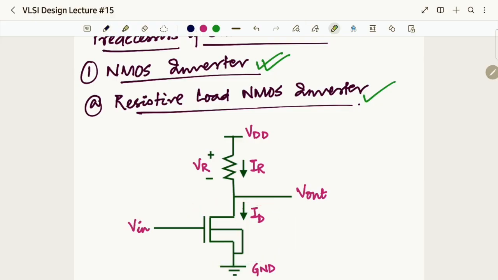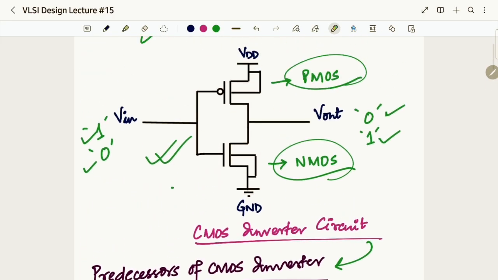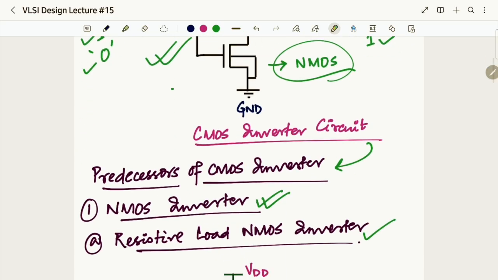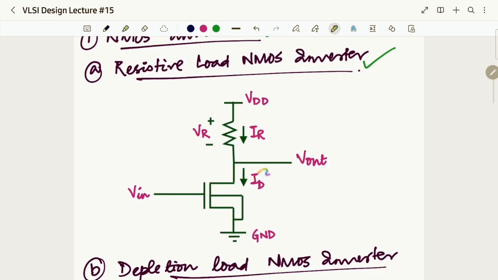We can see an NMOS at the bottom. This is our NMOS, because our PMOS symbol has a bubble at the gate terminal, and in NMOS we have no such bubble there. That is how we differentiate between a PMOS and an NMOS while reading the circuit diagram. So I can see an NMOS at the bottom and I can also see a resistor at the top. What is the name? Resistive load NMOS.